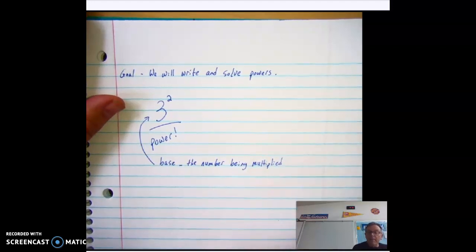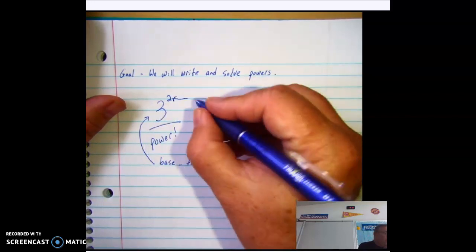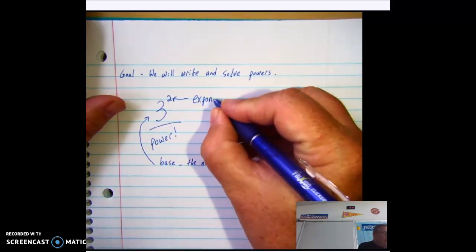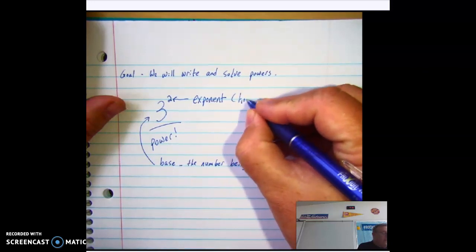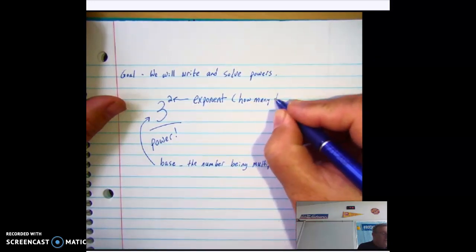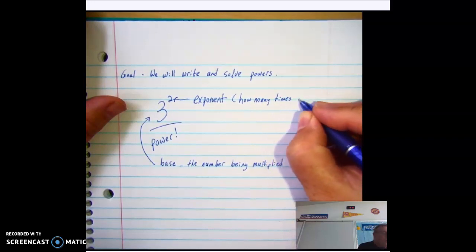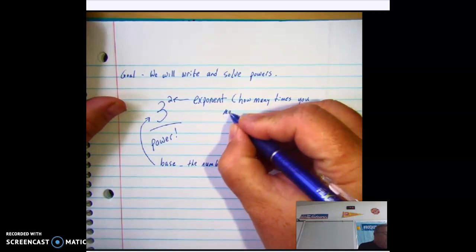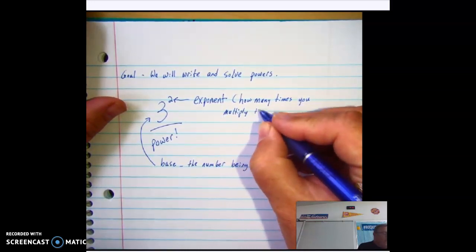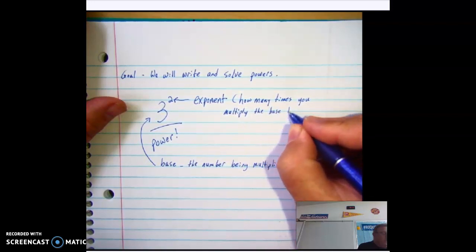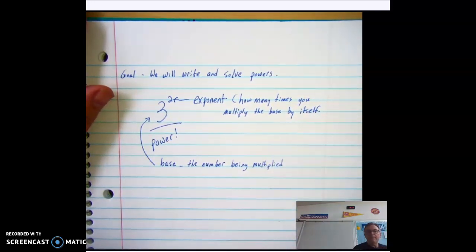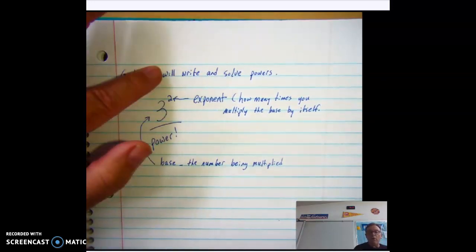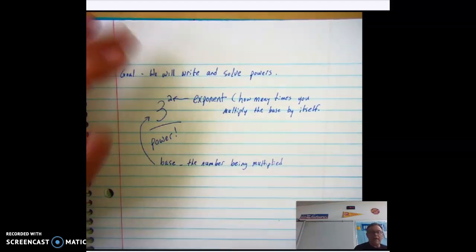And the one that probably most of you have an understanding of already, this is called an exponent. And an exponent is how many times you multiply the base by itself. So, this is my power, the whole thing. My base is 3, my exponent is 2.